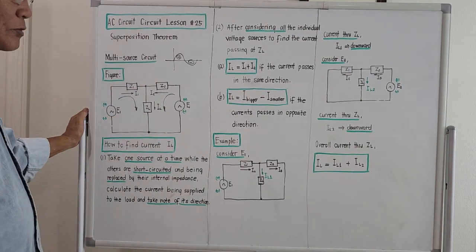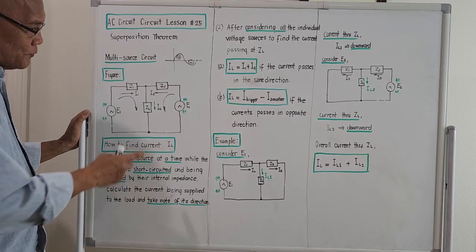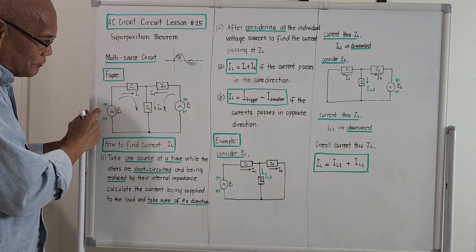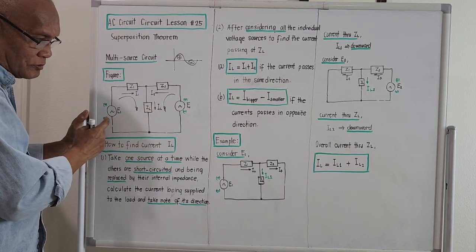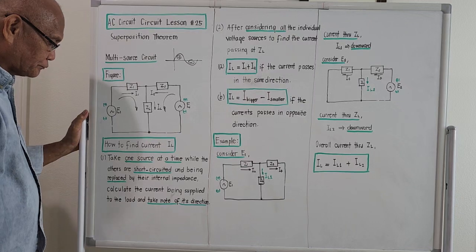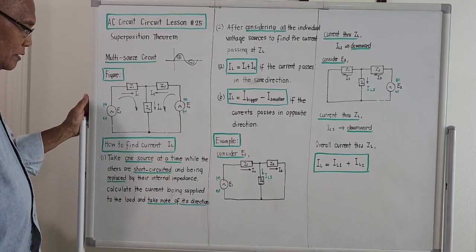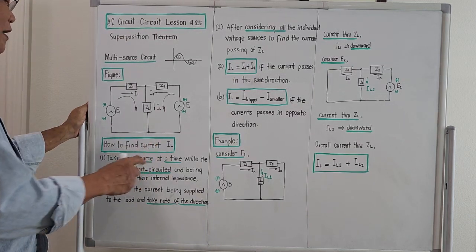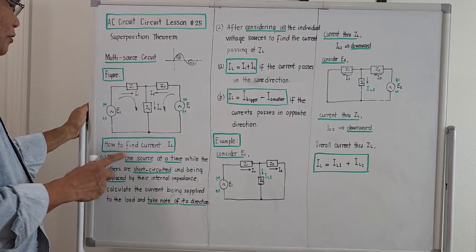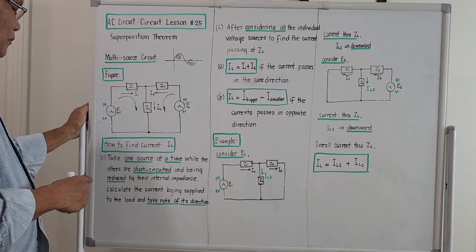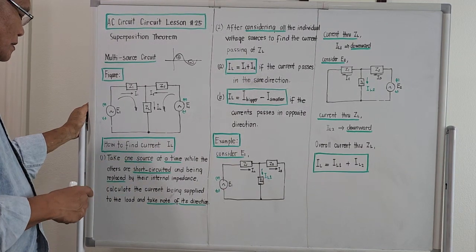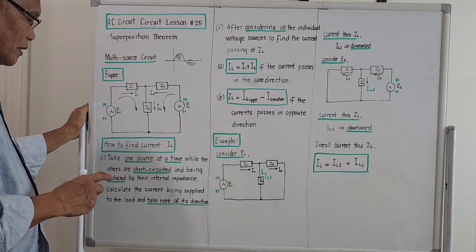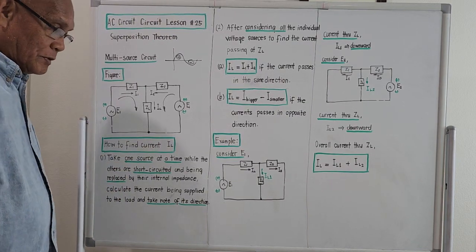Okay, let's try to bring out the procedure on how to compute for the current passing through load CL due to source number 1 and source number 2, meaning alternator number 1 and alternator number 2. Okay, I will try to read the procedure. Take one source at a time while the others are short-circuited and replaced by their internal impedance. Calculate the current being supplied to the load and take note of its direction.